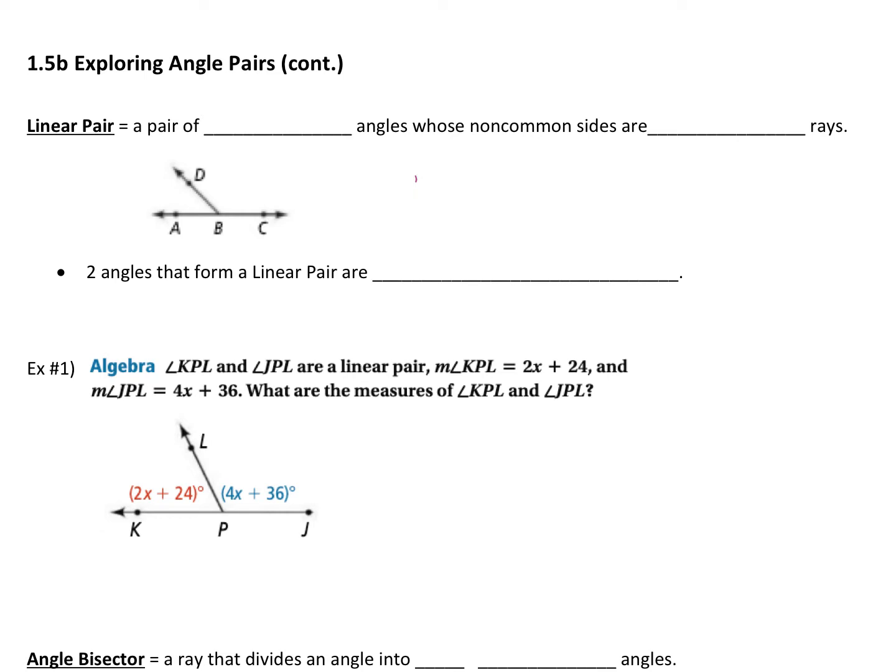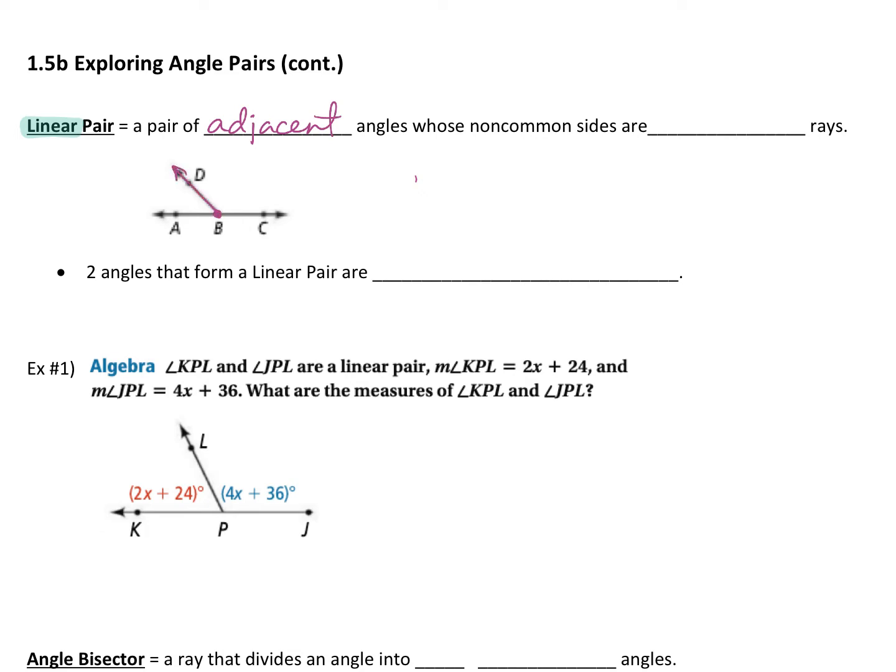And my question to you is, what word do you see in linear? Line. Okay. A linear pair is a pair of angles that form a straight line. Okay, they form a straight angle. How many degrees in a straight angle? 180. So a linear pair is a pair of angles that are going to add up to 180 degrees. They have to be adjacent to be a linear pair, right? So they share this ray, they share this vertex.